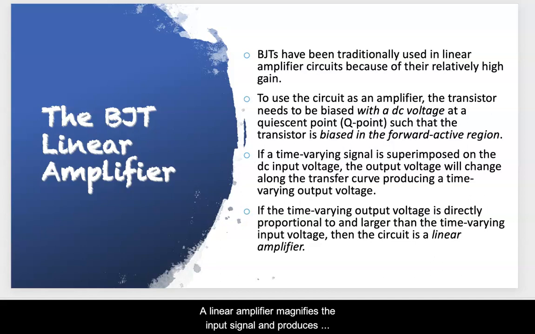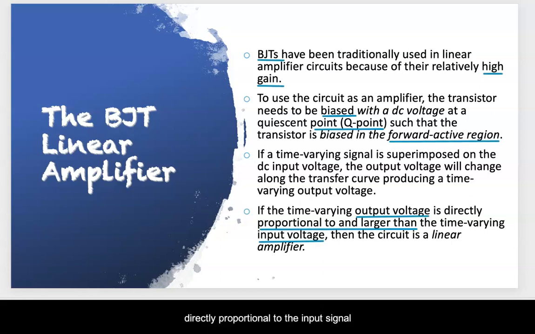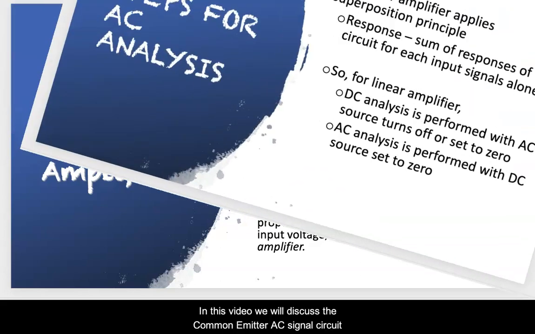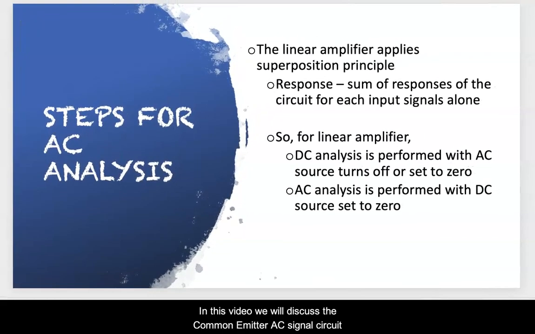A linear amplifier magnifies the input signal and produces an output signal whose magnitude is larger and directly proportional to the input signal. The transistor is the main part of an amplifier. BJT has been used in linear amplifier due to its relatively high gain. In this video, we will discuss the common emitter AC signal circuit.